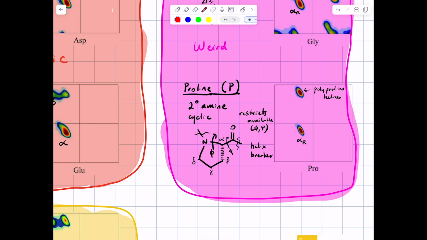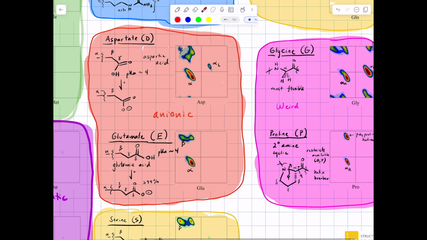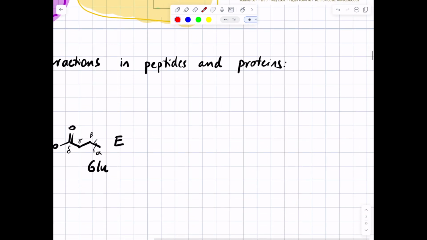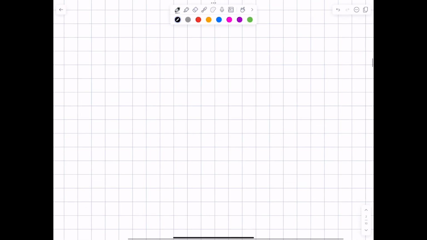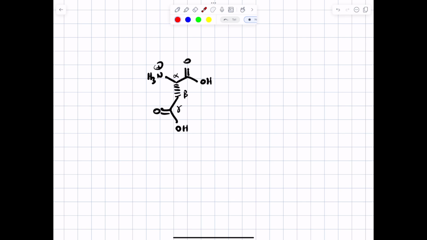For the two acidic ones, like glutamic acid, could it attach at either side? Oh, right. So the two acidic ones, glutamic acid and aspartic acid, there's a question. I'll need to draw the structure of the amino acid itself to make this a little bit clearer. Let's just do aspartic acid. This is where the acid group is on the gamma carbon. One question is, do you form the amide bond with this carboxylic acid or with this one?